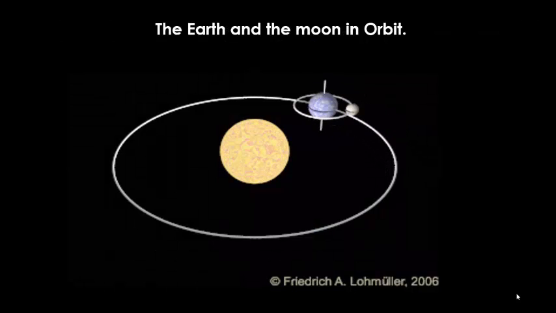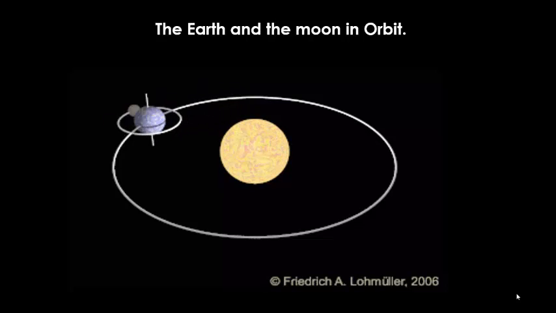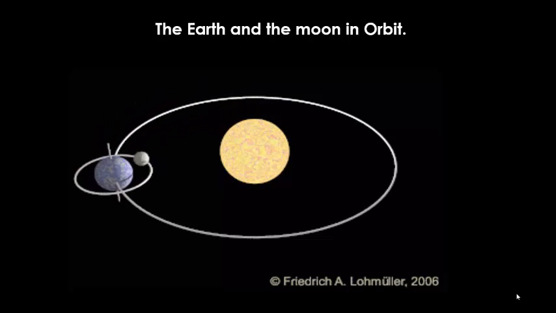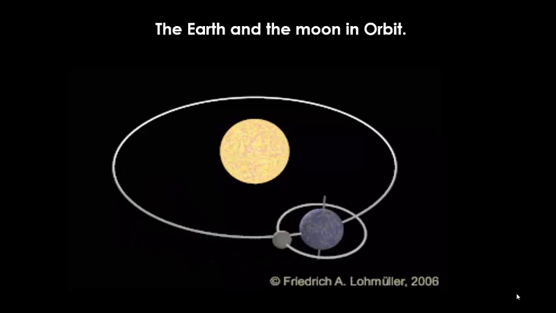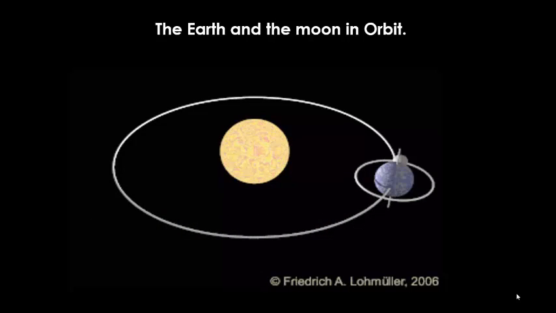As the moon travels in its orbit around the earth, it is also traveling in its orbit around the sun. The shape of the moon depends on its position between the earth and the sun.